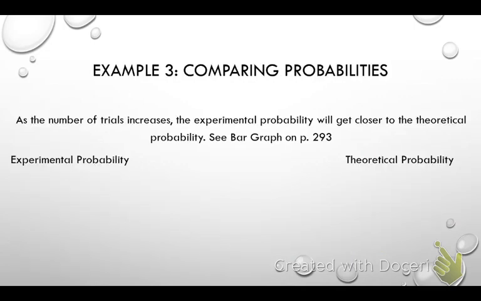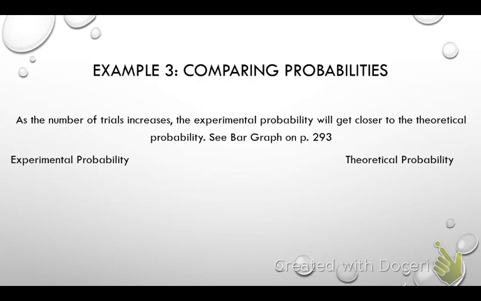The last thing we're going to do today, we'll save the last two examples for tomorrow, is comparing probabilities. How close would they be between if you actually carried out the experiment and calculated a probability and what it's supposed to be on paper if there's an even chance of it happening? So that's what we're going to look at with a bar graph on page 293. Turn in your books to page 293.